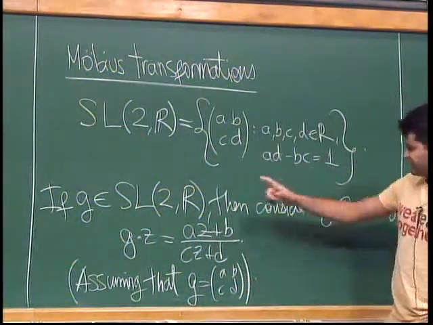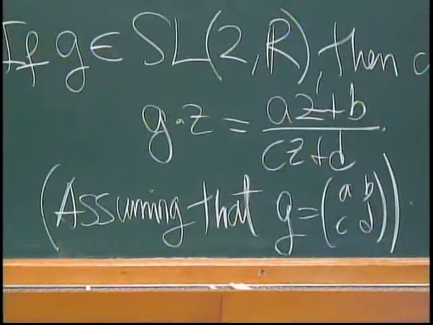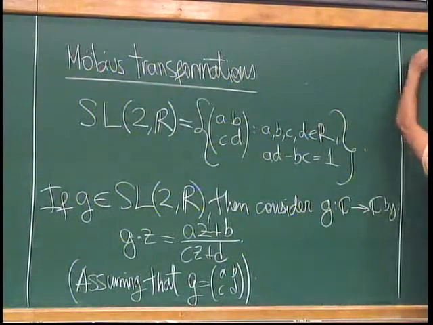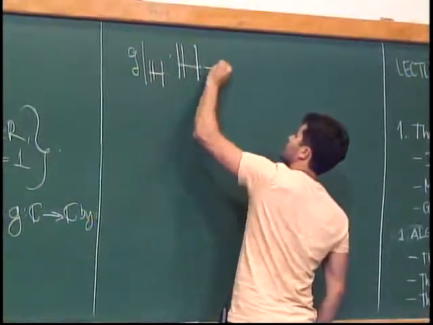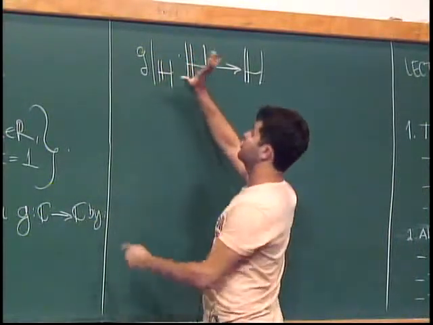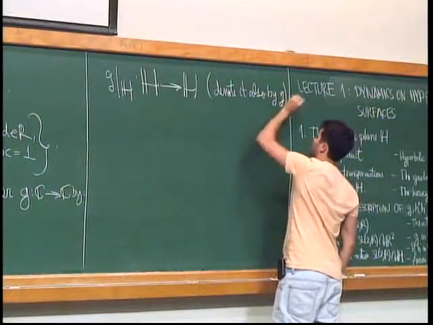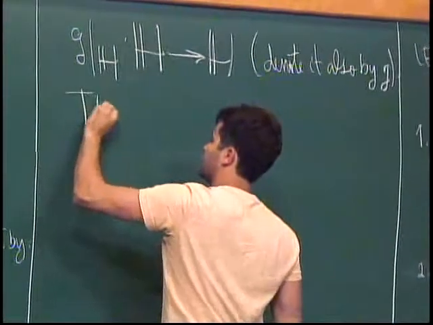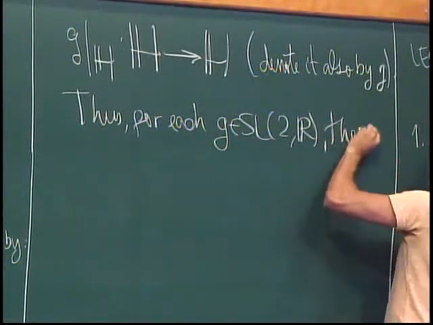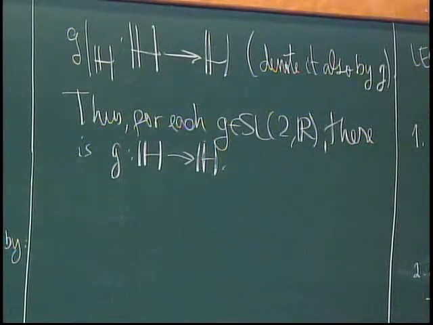So if you get a matrix of SL2R and you consider this expression, it defines, of course, a map on C. But what is special about it, because it has determinant equal to 1, is that if you restrict it to H, it sends H to H. So G restricted to H sends H to H. So from now on, I'm going to denote this restriction also by G. Thus, for each element of SL2R, there is a map which goes from H to H. Okay? So for each element of SL2R, I have a map like this.